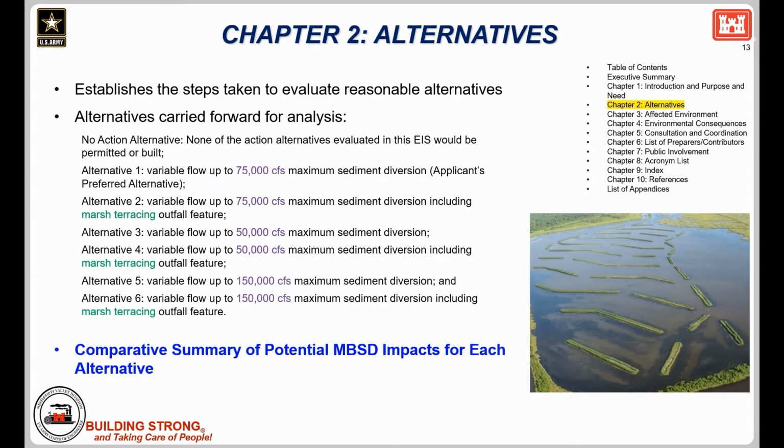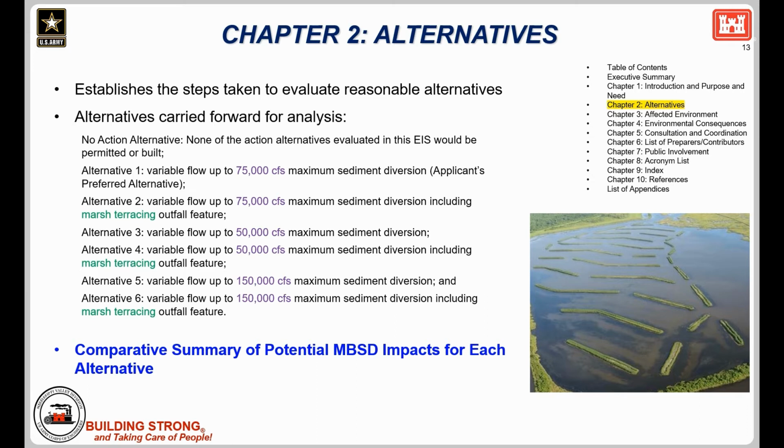Chapter 2 is where you will find information about the alternatives evaluated in the draft EIS. It explains how the Corps, in coordination with the TIG and cooperating agencies, developed a screening criteria to evaluate a wide range of alternatives, including coastal restoration methods, project locations, flow capacity, and operational triggers, to arrive at the range of alternatives shown here. The draft EIS carries forward 6 alternatives and the no action alternative for further analysis.